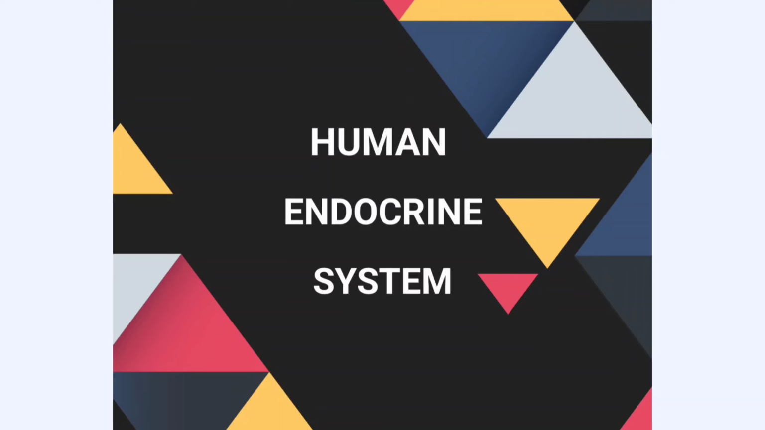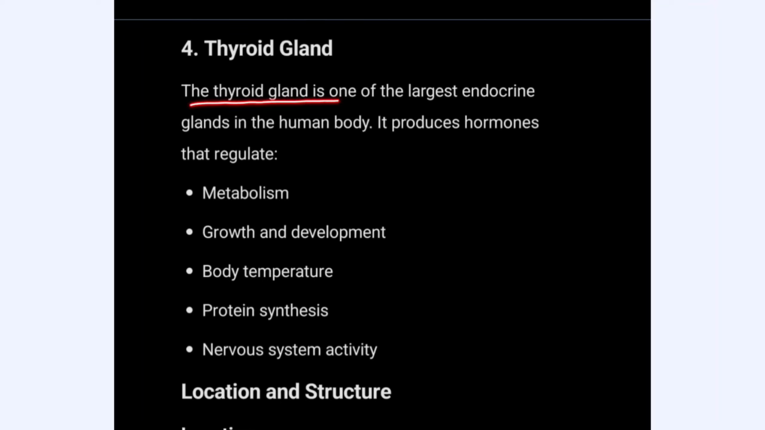So today we will cover a very important topic, that is thyroid gland. The thyroid gland is one of the largest endocrine glands in the human body. It produces hormones that regulate metabolism, growth and development, body temperature, protein synthesis, nervous system, etc. So thyroid gland has many roles in our body.